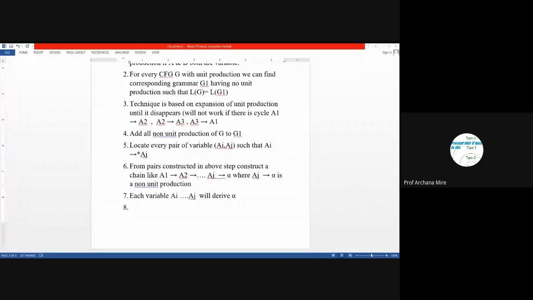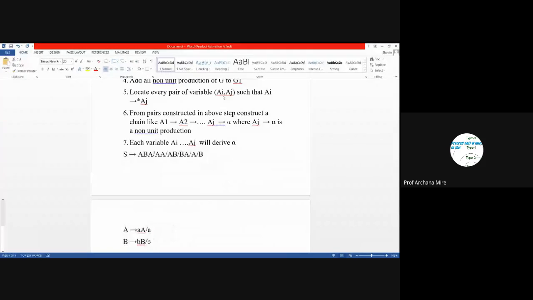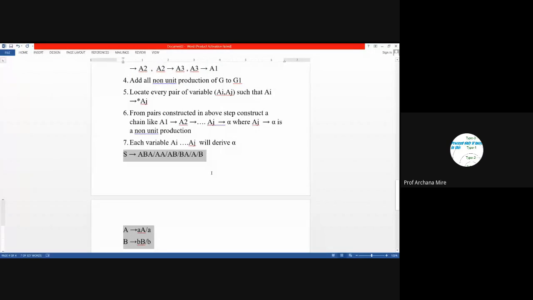Then let's see an example for that. Once again, we will be using the same example which we used for removal of epsilon production. From example 1, we have removed epsilon production, and after removing epsilon production, the grammar which we were getting was like this.